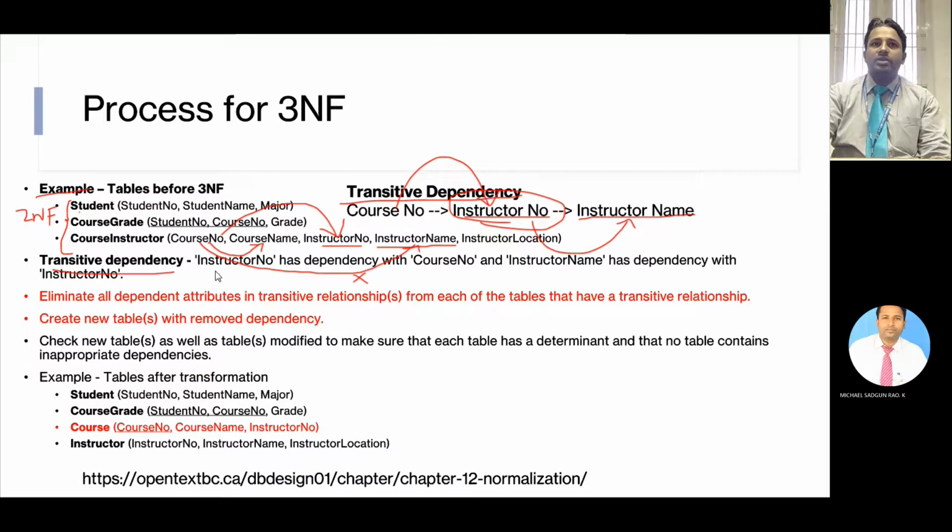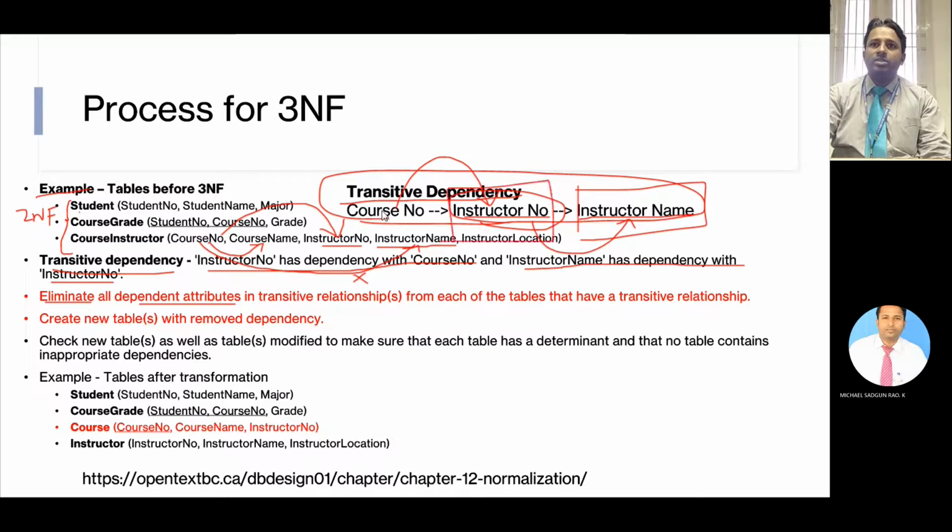Let us look into this. There is a transitive dependency. Instructor number has a dependency with course number, and instructor name has a dependency with instructor number. Likewise, we got this transitive dependency. Now what do we have to do? We have to eliminate all the dependent attributes. What are the dependent attributes? This is dependent on instructor number. This is dependent on course number.